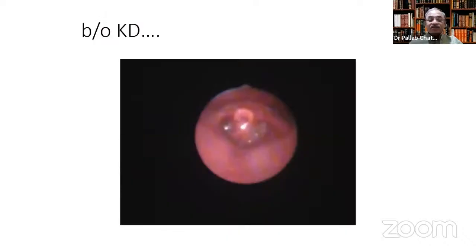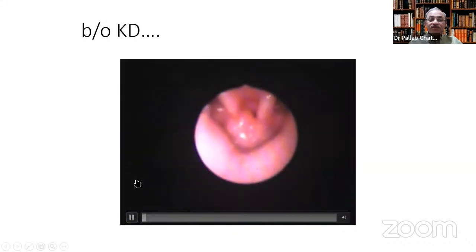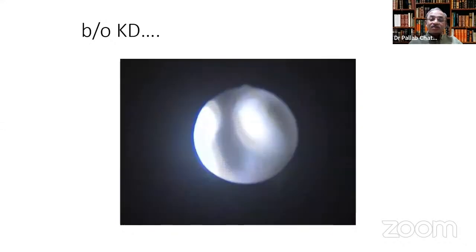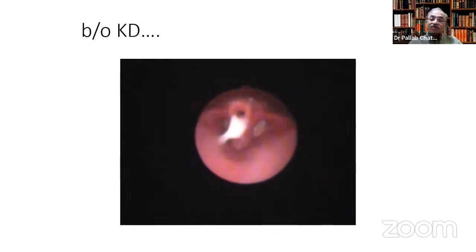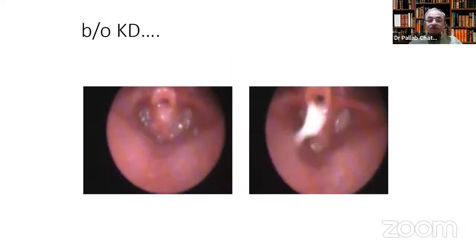This was another test that some of us tend to do, called the feed study. You put the endoscope there and feed the child, and see what happens to the milk. You can actually see the child aspirating the milk straight down. So this is the feed study.